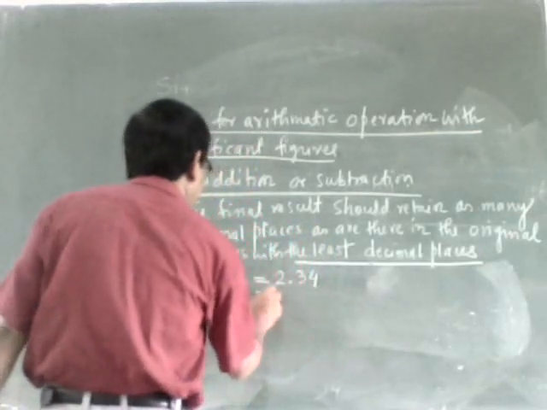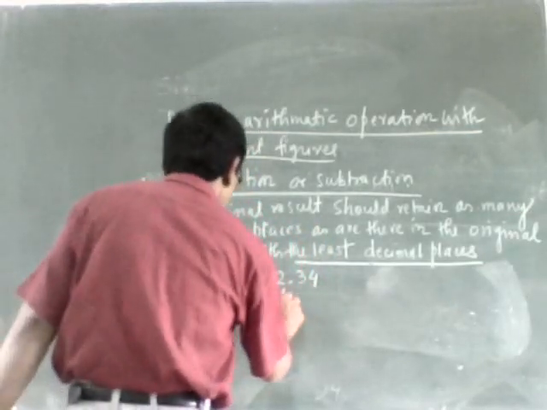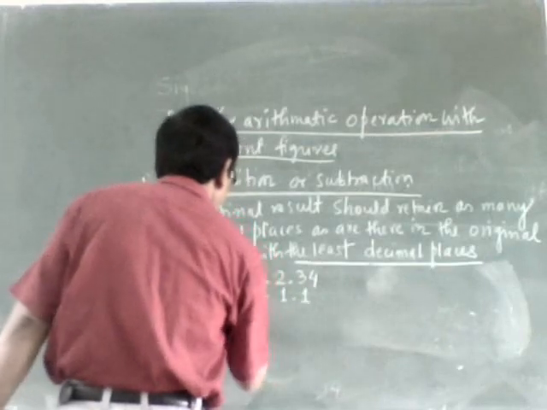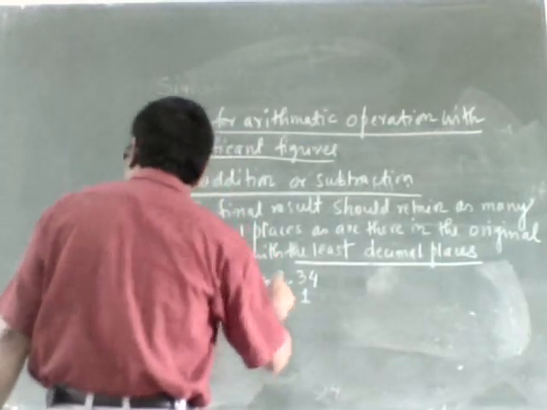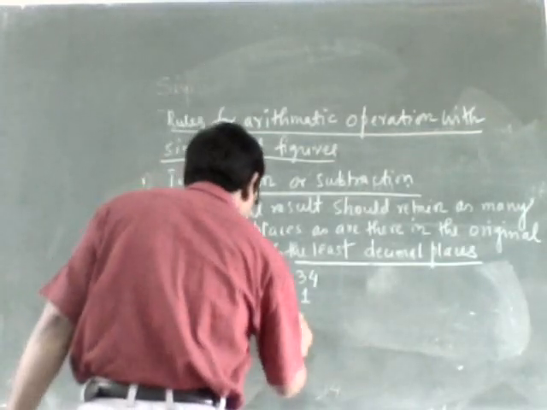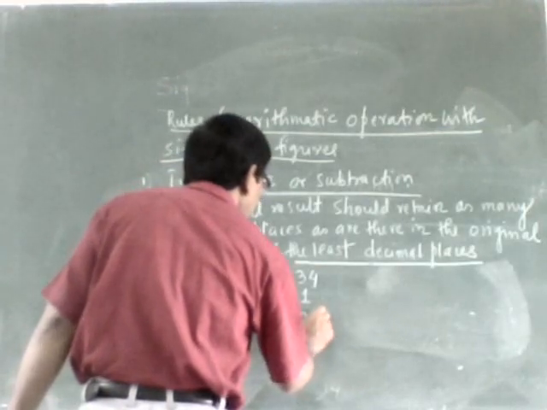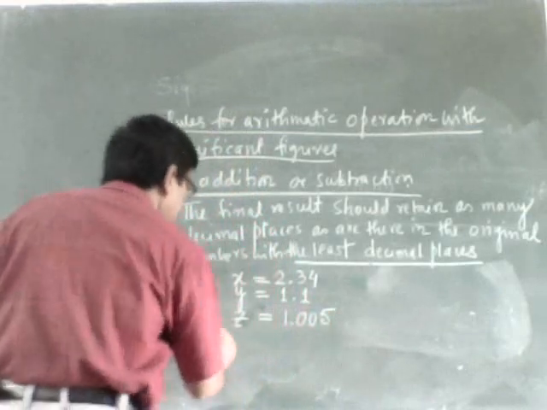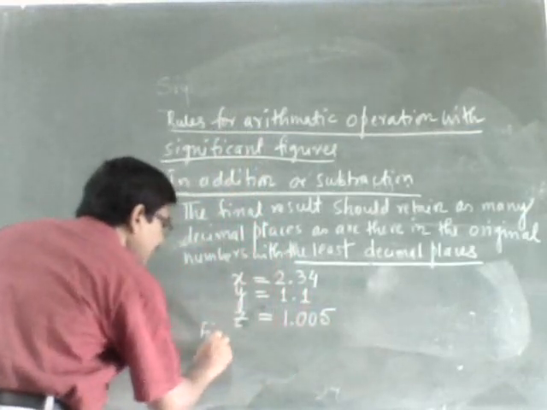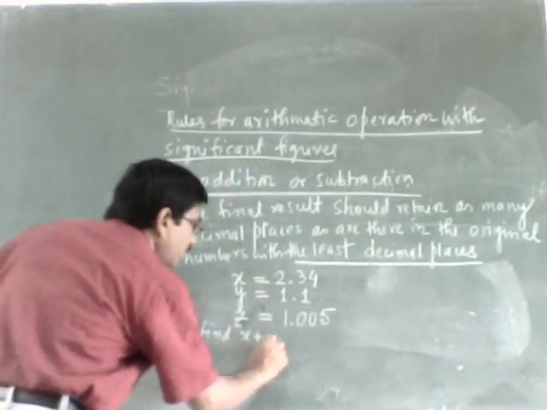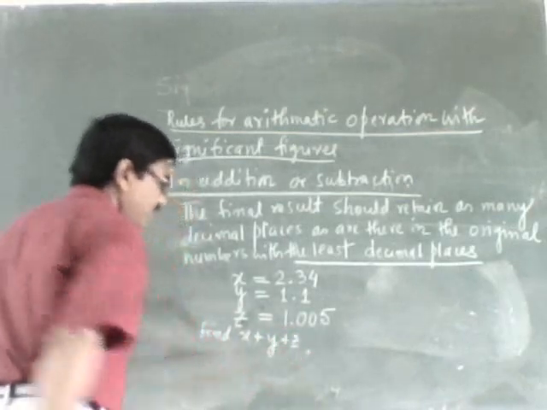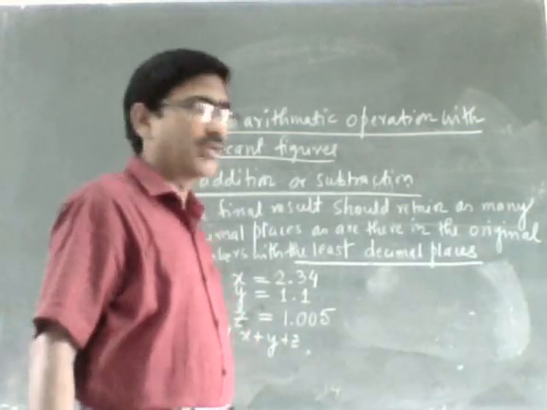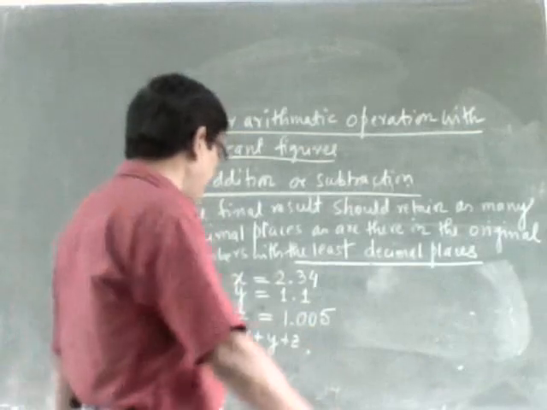The value of y is given as 1.1, and the value of z is given as 1.005. It is asked to find x plus y plus z. So how do we calculate x plus y plus z?